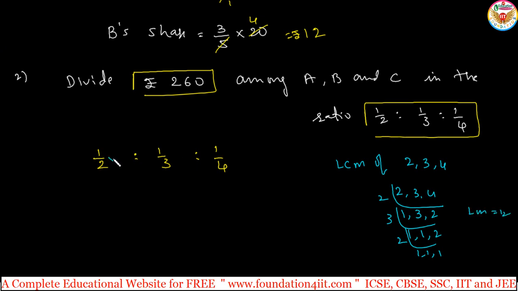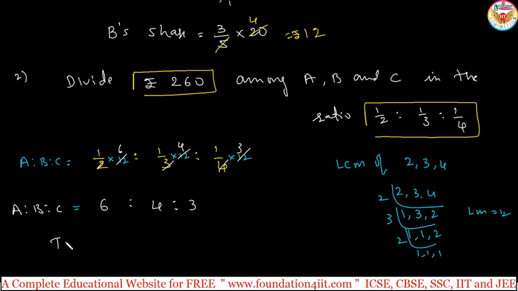So every fraction you multiply with 12 now. Into 12. This is exactly A is to B is to C. So here 1 by 2 into 12 is 6. 1 by 3 into 12 is 4. 1 by 4 into 12 is 3. 6 is to 4 is to 3. That is the ratio between A is to B is to C. So A should get 6 parts, B should get 4 parts, C is supposed to get 3 parts. So A's share is more.